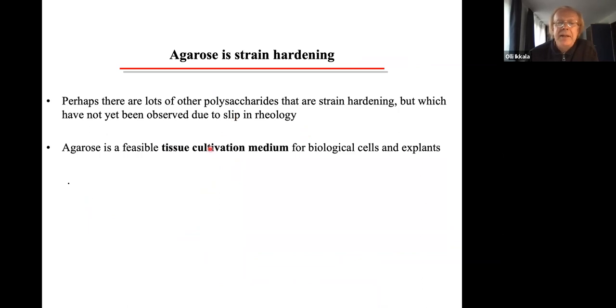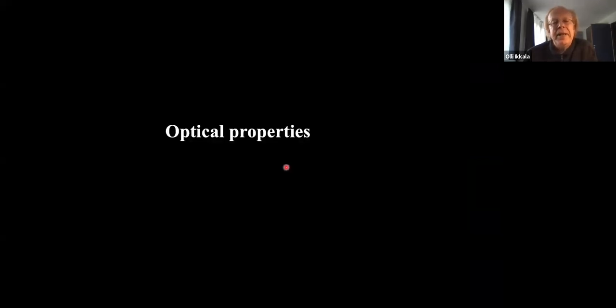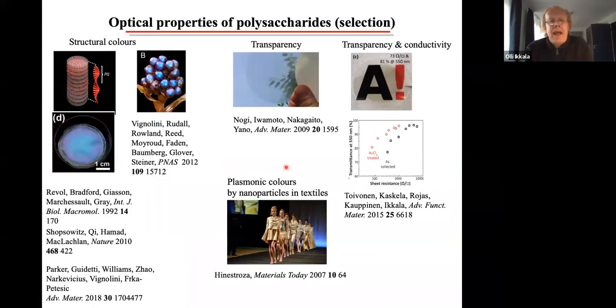And one of the nice things is that agarose is a strain hardening material, which allows a good cultivation medium for biological cells. Let's take then optical properties of polysaccharides. And of course, we all know the classic optical properties of polysaccharides. We know that cellulose nanocrystals make chirally twisting cholesteric liquid crystals, which have structural color because of the Bragg reflection of the light. And I point out that this structural color is due to order.